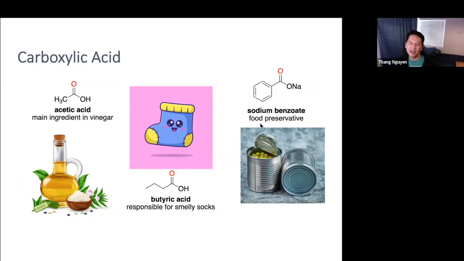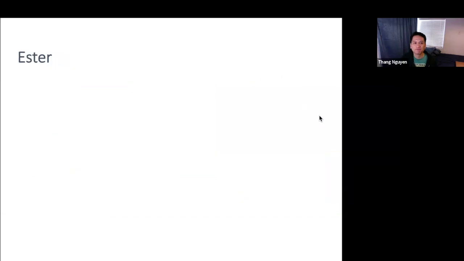It is found everywhere. It is used as a food preservative. Maybe today, go look in your pantry. It may not appear in every single item, but look in your items to see if there is any sodium benzoate in there as a food preservative. All right, moving on to esters.